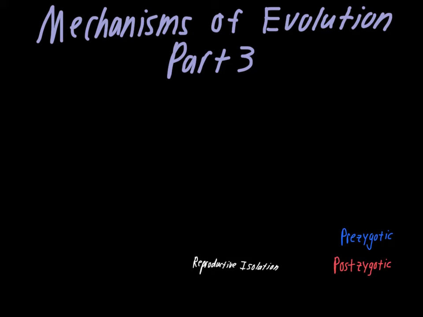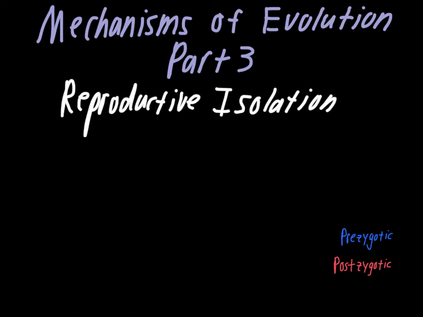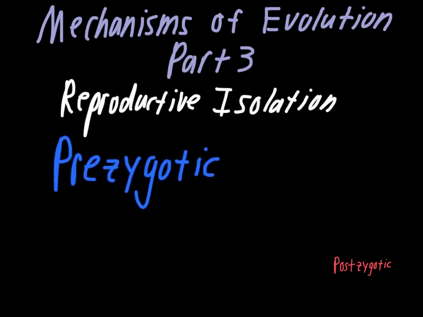So this is the last video in the Mechanisms of Evolution series. What we're going to talk about in this video is what's called reproductive isolation. This can happen a few different ways. The first way it can happen is referred to as pre-zygotic isolation.